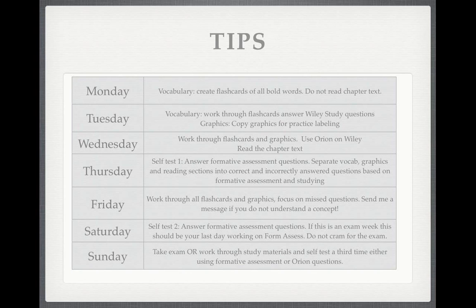Well, this would be what my study schedule would look like for a week if I was taking this course. On Monday, the first thing you want to do is go through and create flashcards of all the bold words in the textbook. This is your vocabulary. This is what makes it easier to understand the concepts. And do not read the chapter text yet, because it's just going to be confusing. You're having to learn vocabulary on top of concepts. The first thing you need to do is kind of memorize the vocabulary.